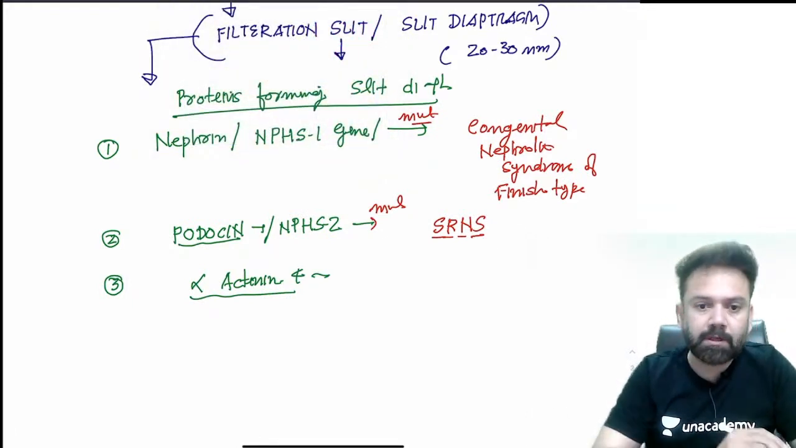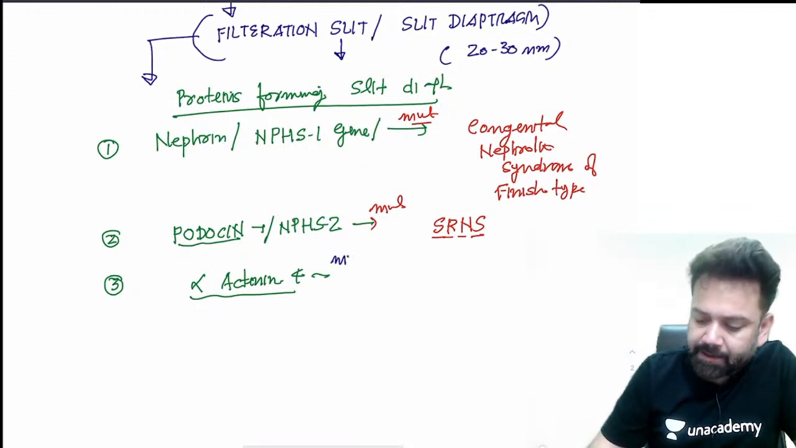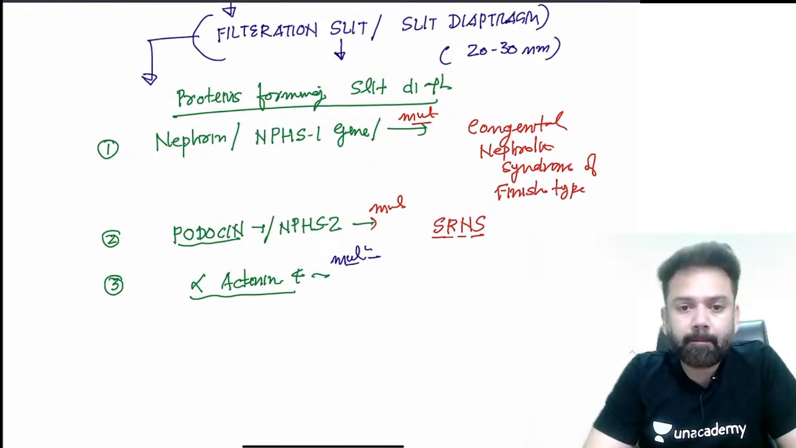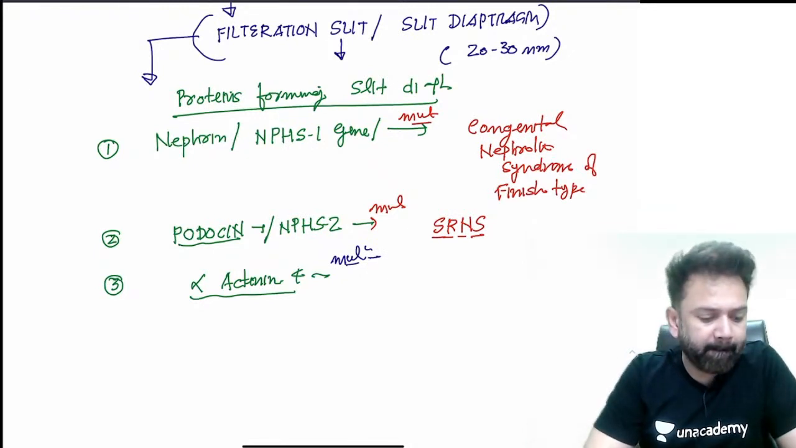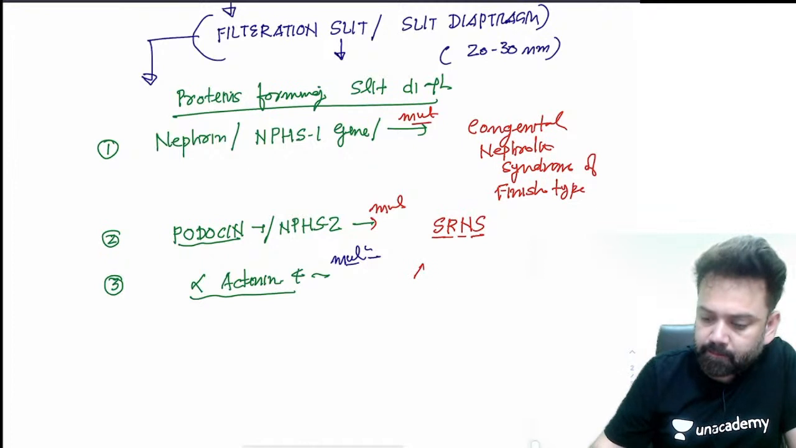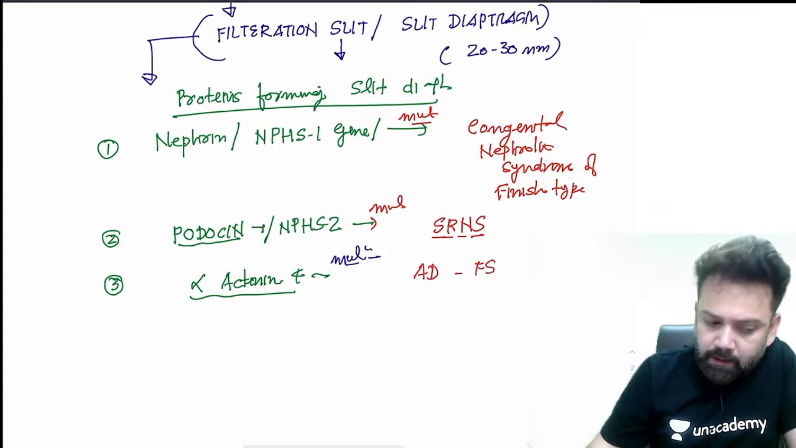What is the third one? If there is a mutation of alpha actinin 4, what will it cause? It causes autosomal dominant focal segmental glomerulosclerosis.